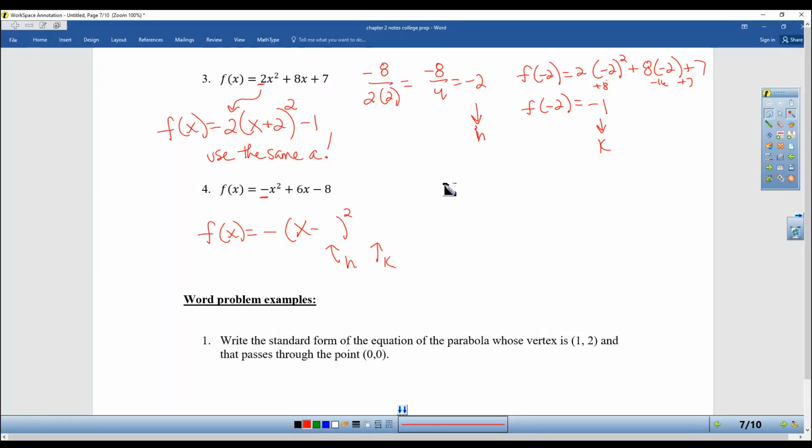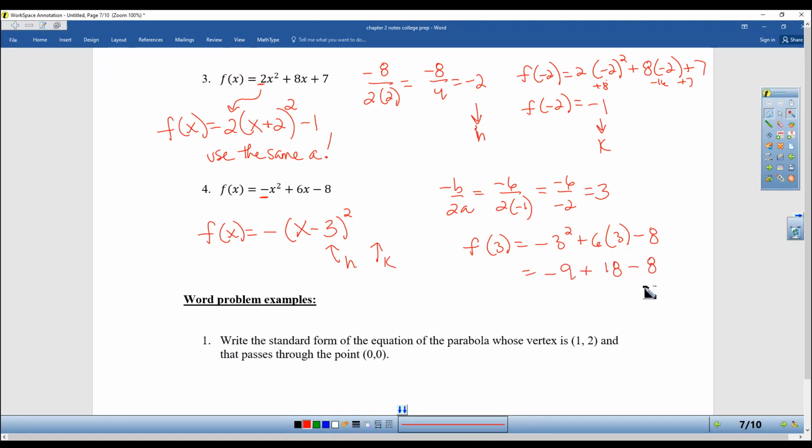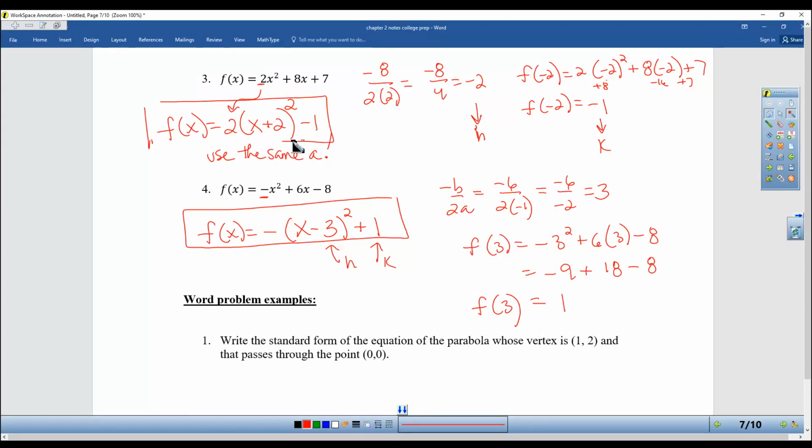So negative b over 2a gives me negative 6 over 2 times negative 1. Negative 6 over negative 2 is 3. f(3), negative 3 squared plus 6 times 3 minus 8. This negative is not in parentheses. It's out in front. So you square the x and then negative by order of operations. Negative 9 plus 18 minus 8 is 1. And that goes here. So if you did that on your own, great job.